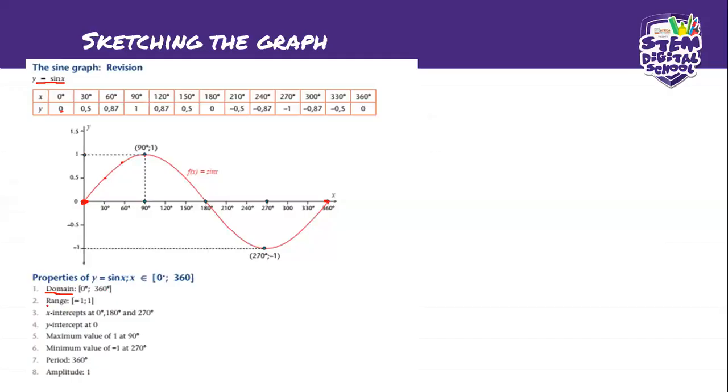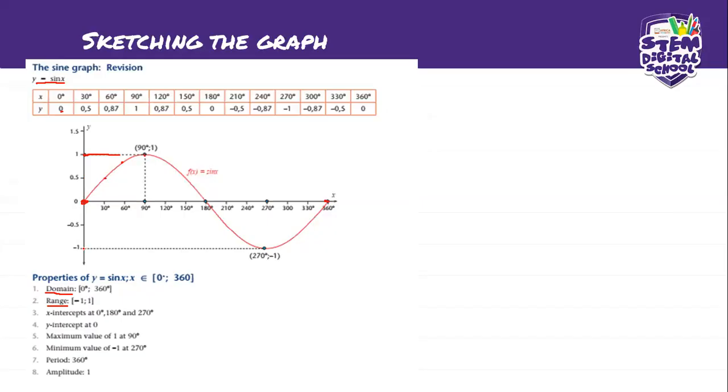Now, number 2, we are looking at the range. When you talk about the range, we are talking about the y values. Now, in this case, we can see that our graph ranges from -1 to positive 1, right? You can see this is the turning point of the graph. The graph does not pass this 1, or go above this 1. That is the range from -1 to positive 1.